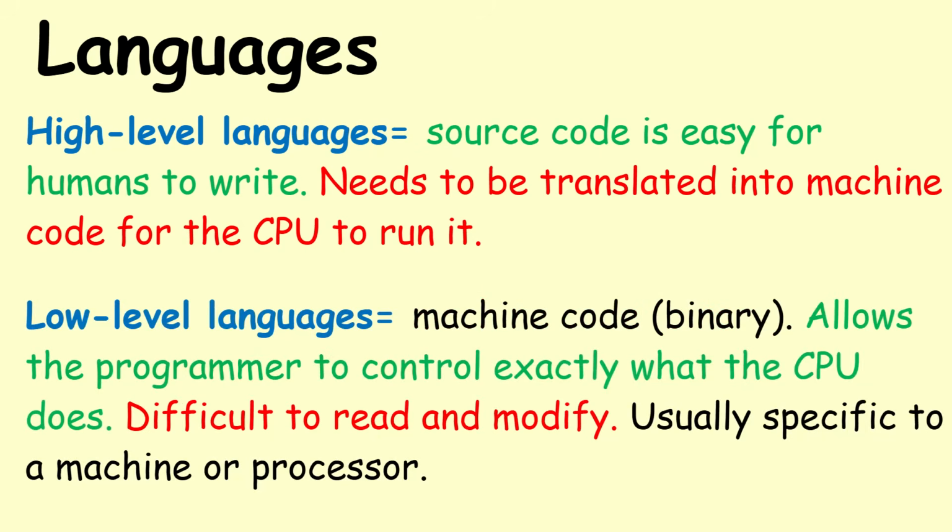Low-level languages, we're talking about machine code, binary, also assembly language, and it allows the programmer to control exactly what the CPU does. It gives that level of control that you wouldn't get with a high-level language, but it's difficult to read and modify. As humans, we find it hard to write in low-level language, which is why we don't go around writing in binary by choice. And it's usually specific to a machine or processor. So it's not portable. So it can't be used on one or created for one computer and then applied to another directly. It will often have to be machine specific.